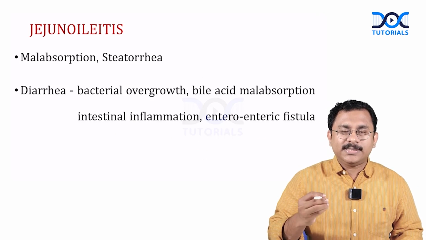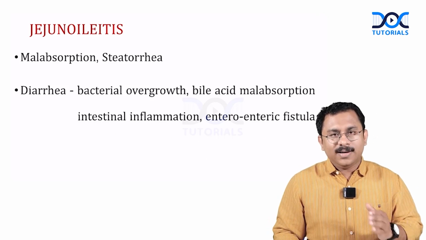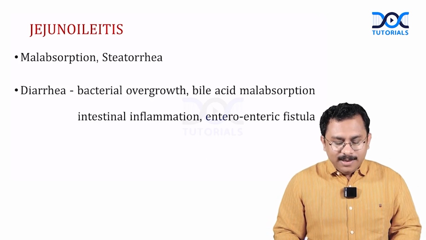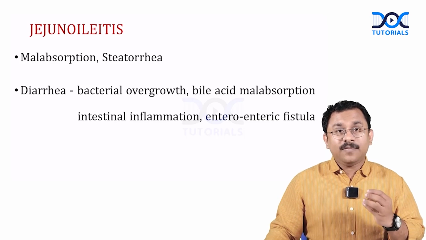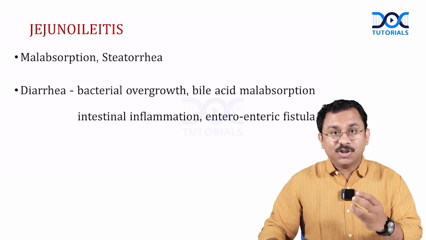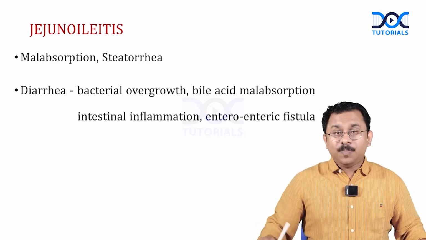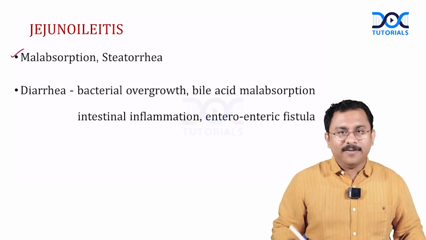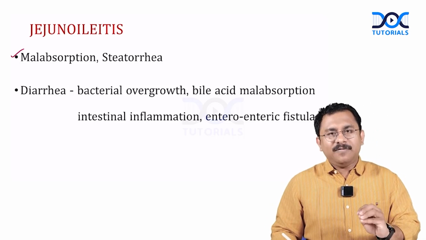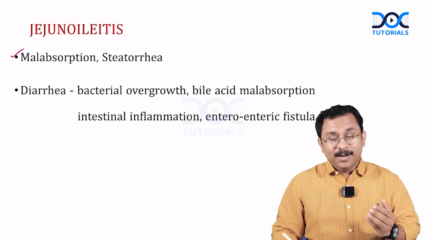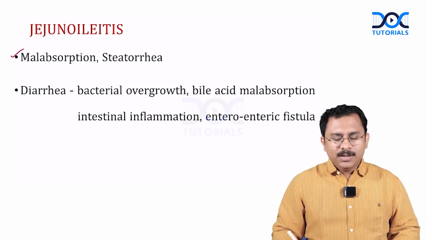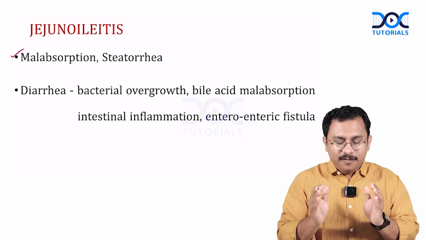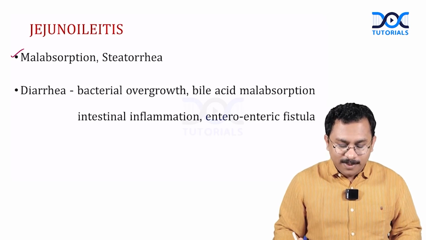Then coming to jejunoileitis, suppose there is inflammation involving the jejunum and the ileum. In that case, you have involvement of the absorptive surface area. So the patient can have features of malabsorption and steatorrhea. Very important: the patient can have nutrient deficiencies and steatorrhea. So these can happen in case of jejunal plus ileal involvement.